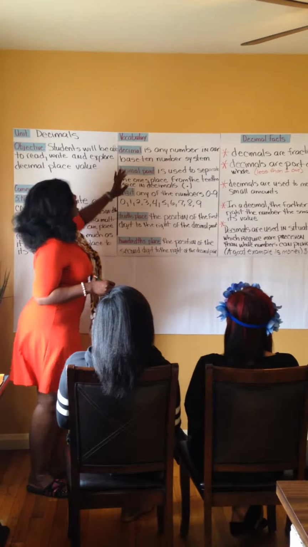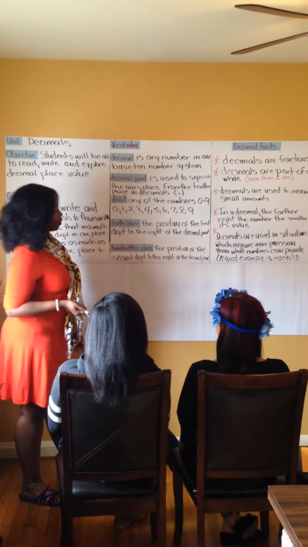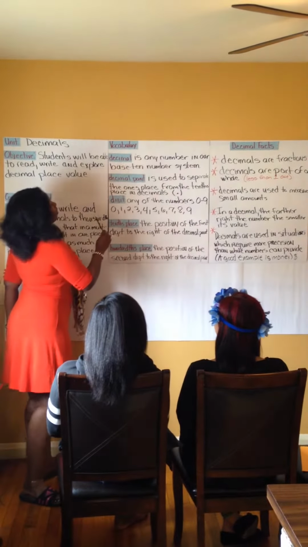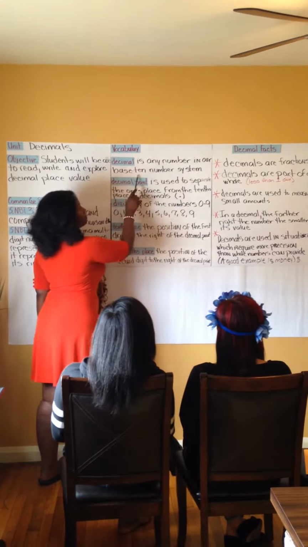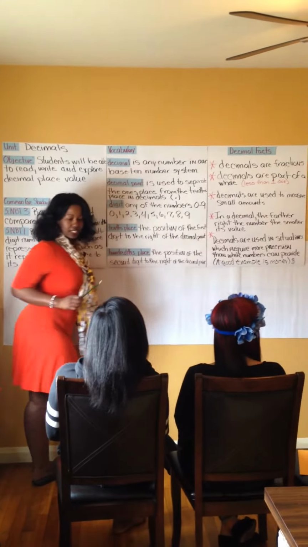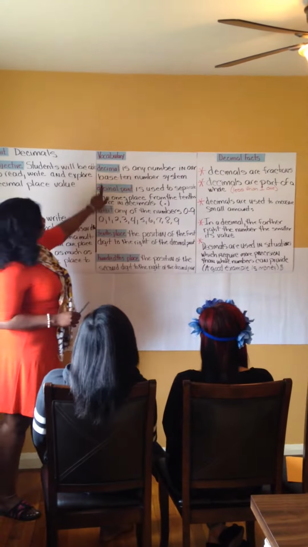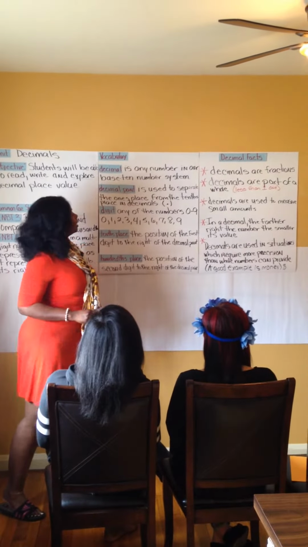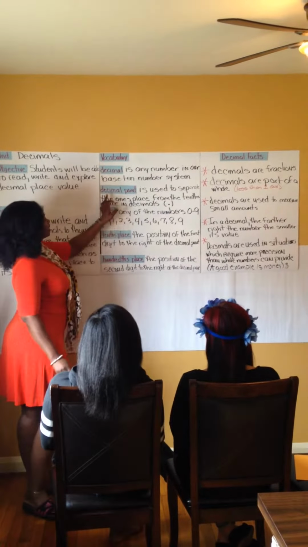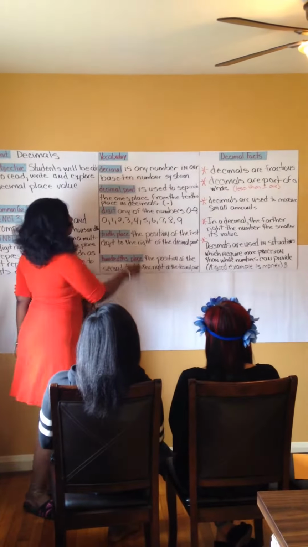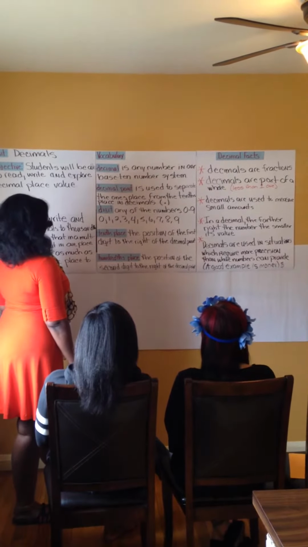Okay, so our essential vocabulary. Remember, in any unit, we have to have vocabulary words. And you might have a test on Friday. A decimal is any number in our base 10 number system. Jessica, reread that for me. A decimal is any number in our base 10 number system. Good job. Decimal point. Monet, read decimal point. Decimal point is used to separate the ones place from the tenths place in decimals.